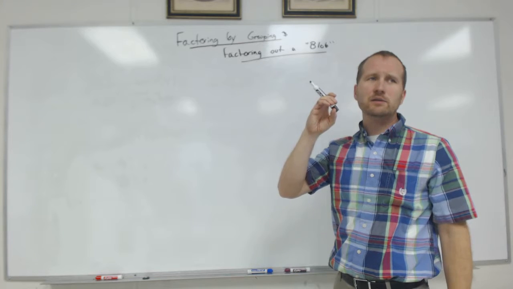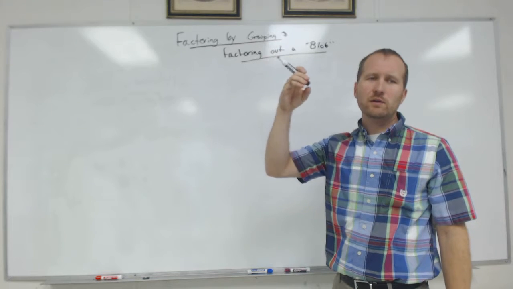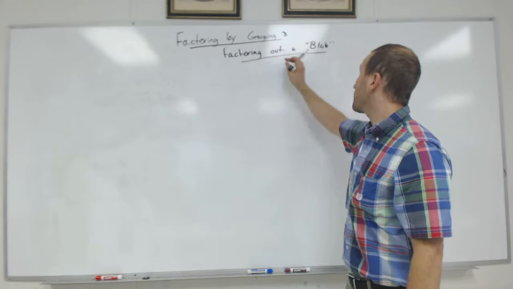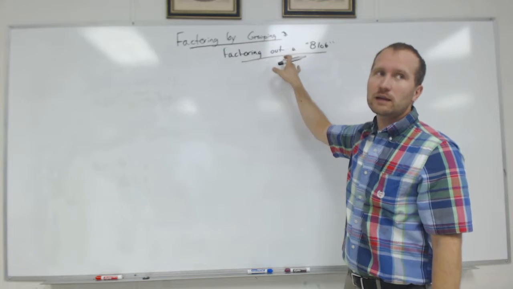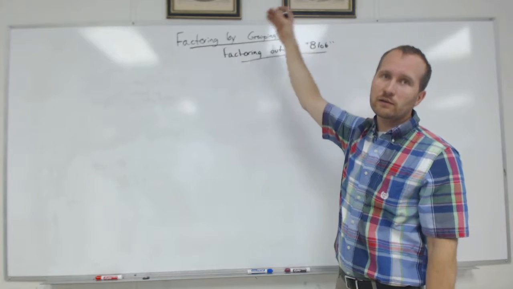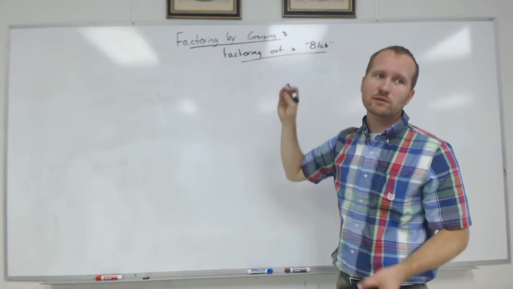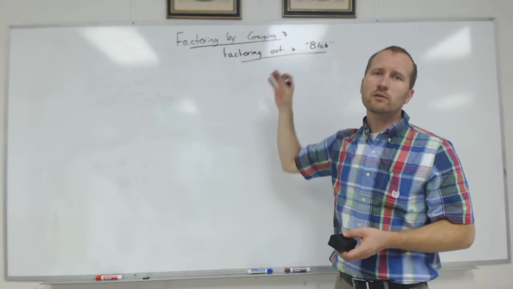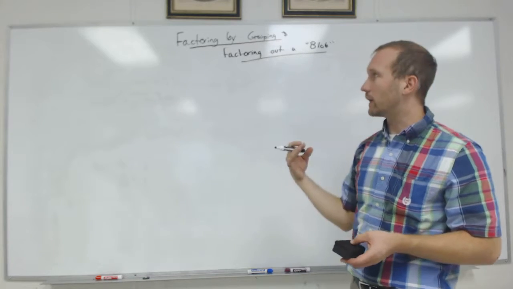So what we're kind of doing right now is going backwards. When you get to the end of Gary's terrific trick, you're going to have to factor out a blob. In order to get there, you're going to have to factor by grouping. And then there's another step that you do before that as part of Gary's terrific trick. But we've got to know how to do these things before we can do the whole thing.